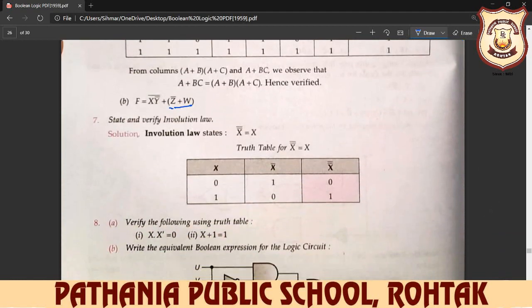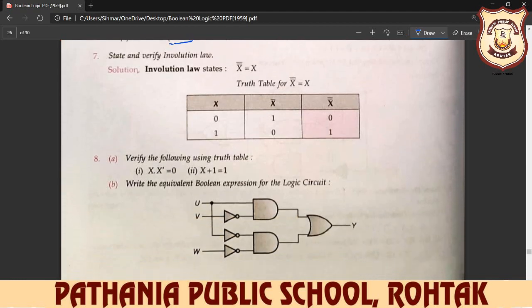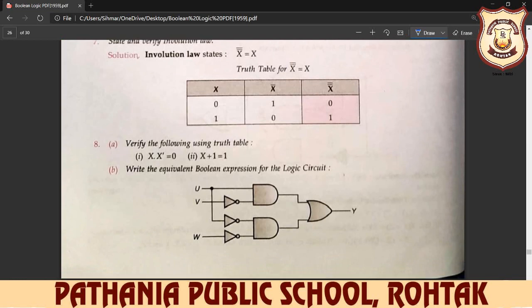State and verify involution law, we know about it. Verifying the following using truth table, already know about this. Yes, this one. Write the Boolean expression for the logic circuit. You see here you input the U and here you input the V complement and the AND gate is here. AND means your multiplication. So what is the output of this?